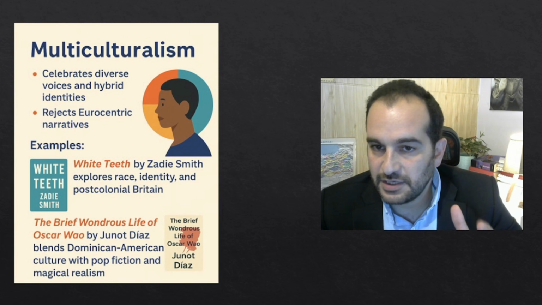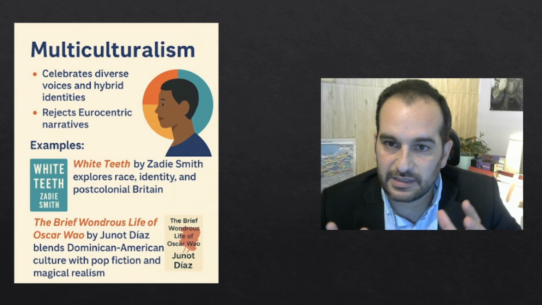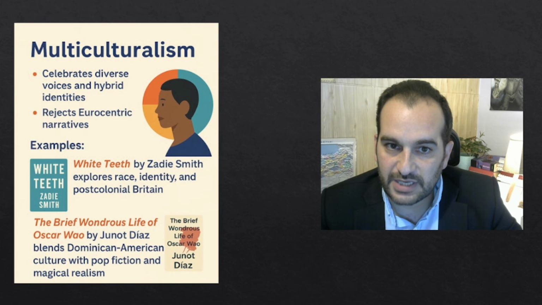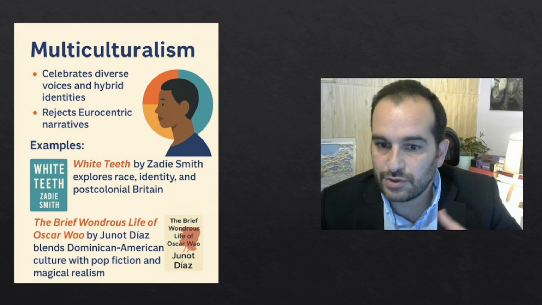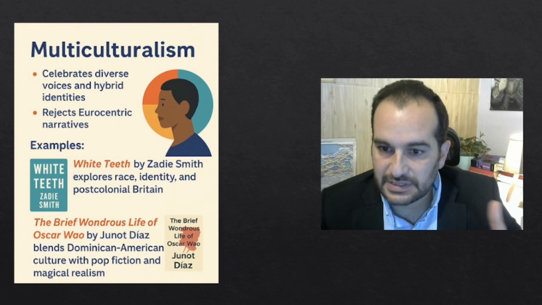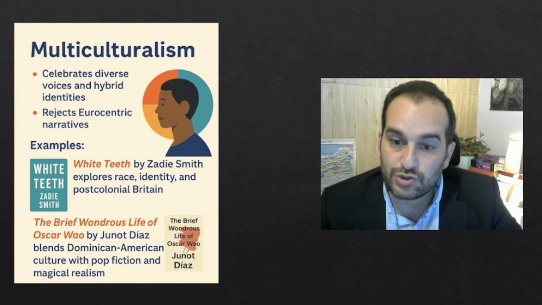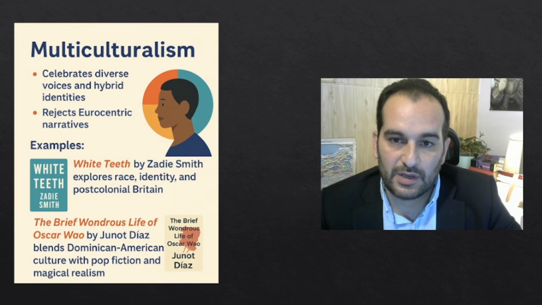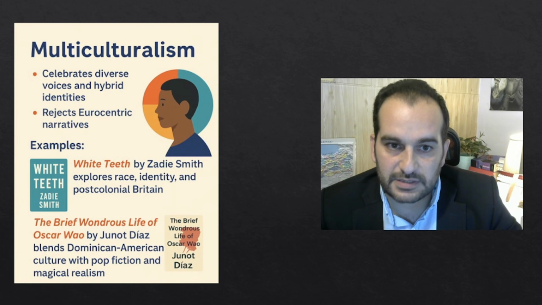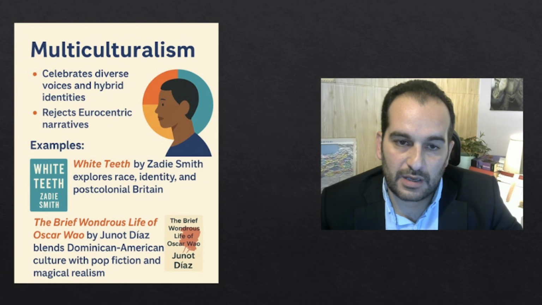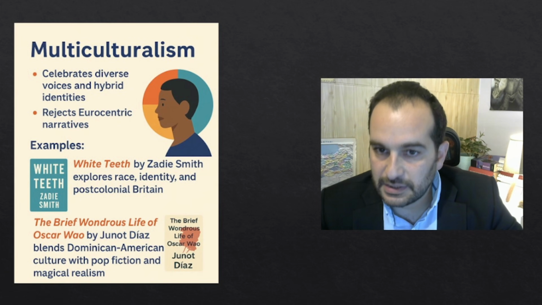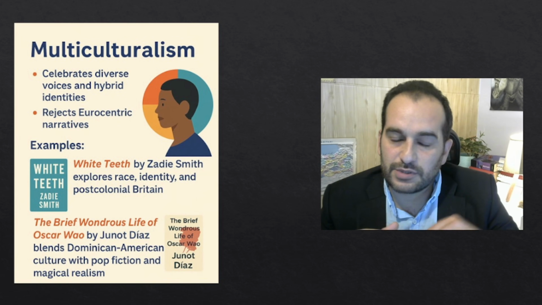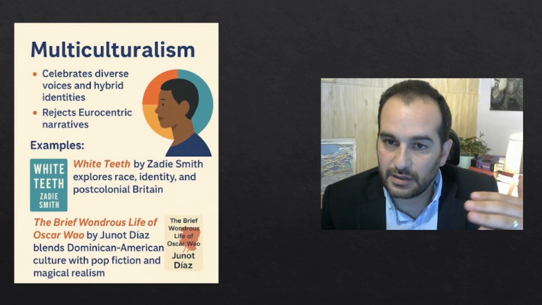This feature celebrates diverse voices and hybrid identities and rejects Eurocentric narratives. Multiculturalism is the inclusion of diverse cultural voices and identities to challenge the dominant Western narratives. We see this in Zadie Smith's White Teeth as she explores race, identity, and post-colonial Britain. So this is called multiculturalism. This feature also has other branches.